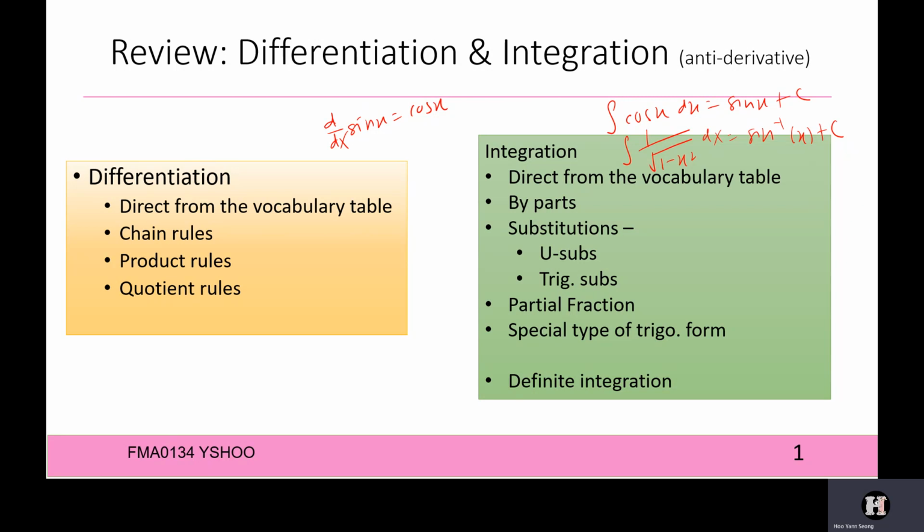Then you have one more form called partial fraction. You already learned partial fraction during your Maths 1, and it is very easy to identify, but sometimes please don't confuse it with other forms, especially the inverse trigonometry or the inverse hyperbolic. And then we have another one called special type of trigonometry form. These special types of trigonometry forms are not in your syllabus.